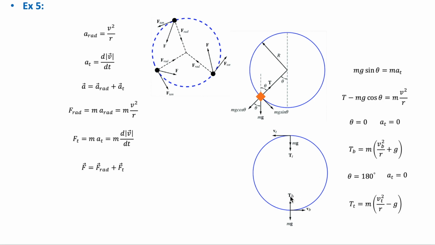So at the bottom, theta is equal to 0, and so a_t is equal to 0, and we get this equation for the tension. And at the top, theta is equal to 180 degrees, and so a_t is equal to 0, and we get this expression for the tension at the top position.